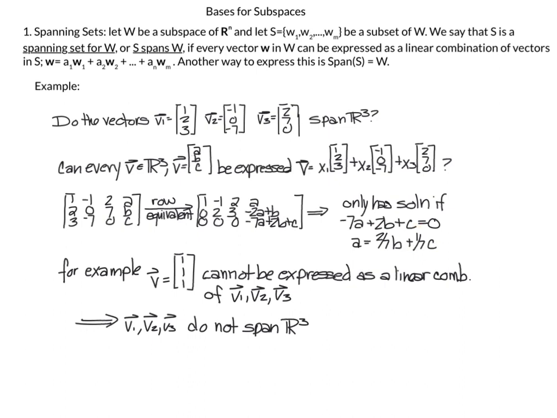So for example, if v equals (1, 1, 1), we cannot express this as a linear combination of v1, v2, v3 because a, which is 1, and b, which is 1, and c, which is 1, would give us minus 7 plus 2 plus 1, and that does not equal 0. So v does not fit the solution space of our augmented matrix, and therefore this cannot be expressed as a linear combination. And so our conclusion is v1, v2, and v3 do not span R3.